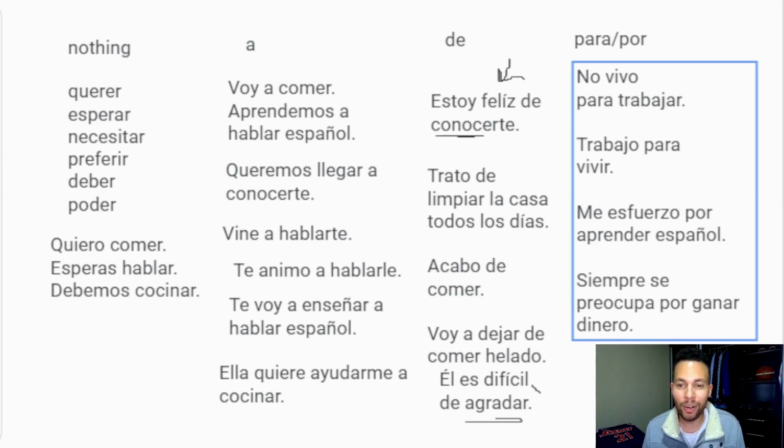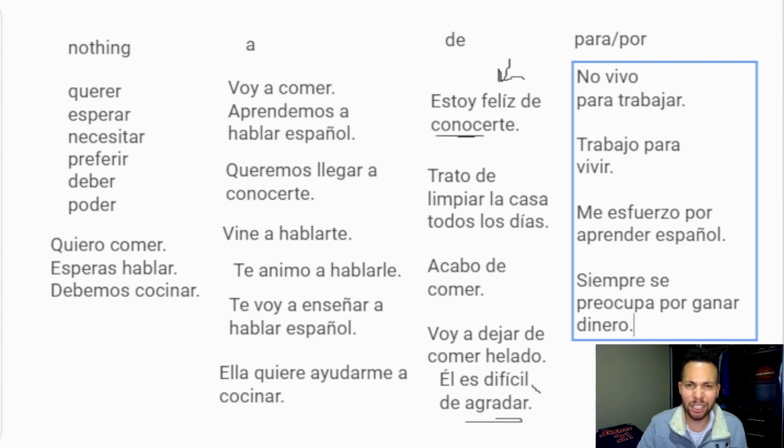"Siempre se preocupa por ganar dinero." He's always worried about earning money. Just another thing where it's much better to just remember that with preocuparse, por is the way to go. When you're attaching an infinitive verb to it, por is what is done. We put a por in between those two grammatical components.